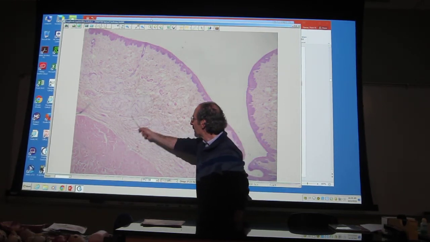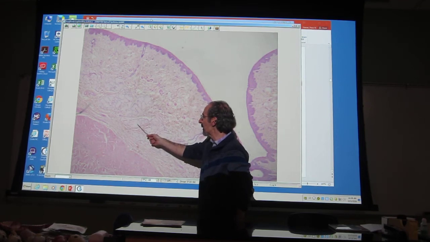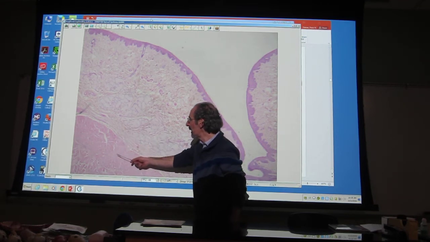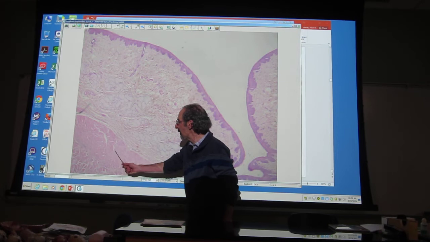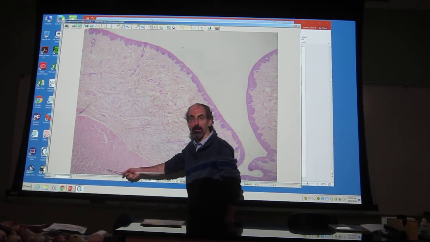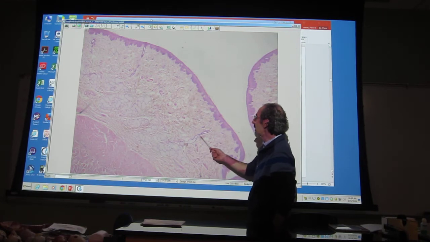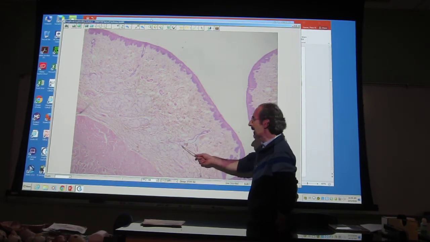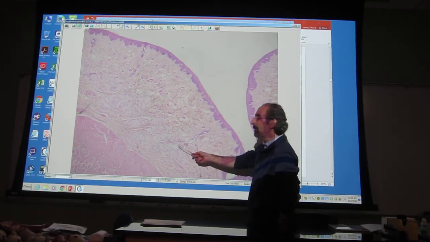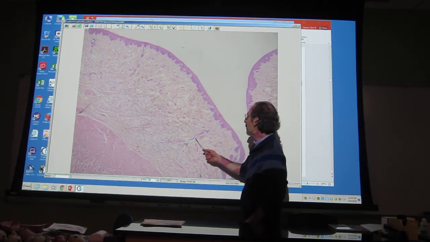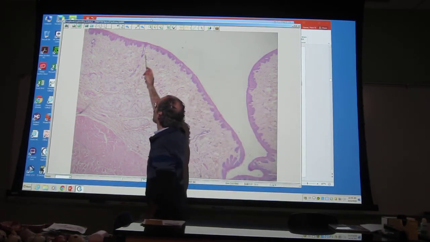Submucosa with esophageal glands. Submucosa continues and then we have the two layers of the muscularis externa, inner circular, outer longitudinal. Here we can also see some very nice ducts that connect the mucus glands and the secretion of the mucus glands with the lumen. There's one here and another here.